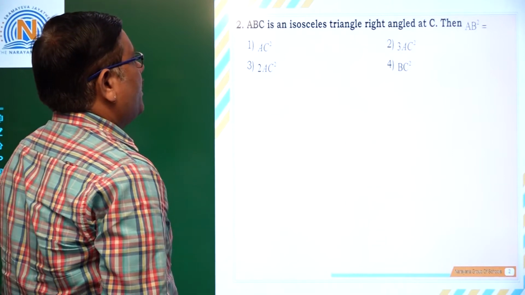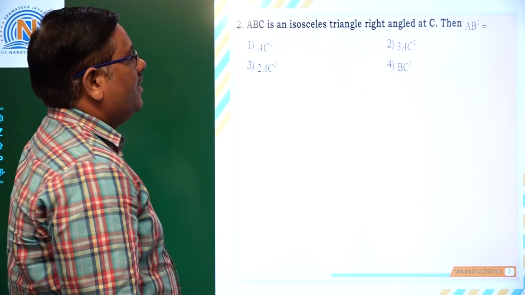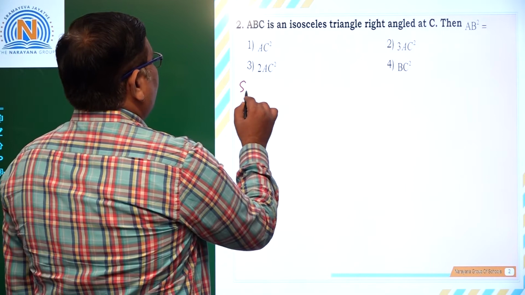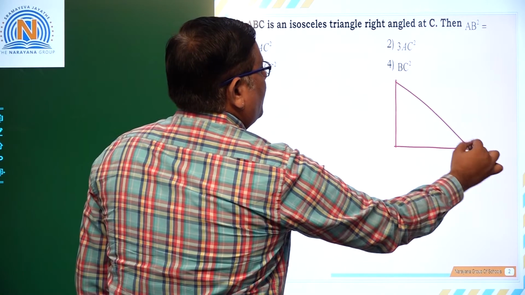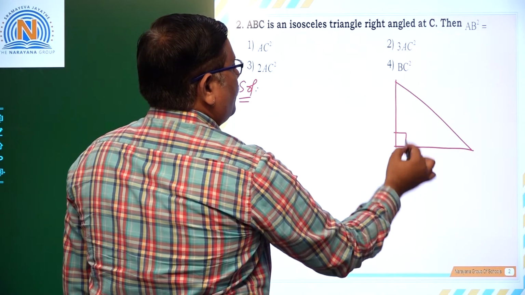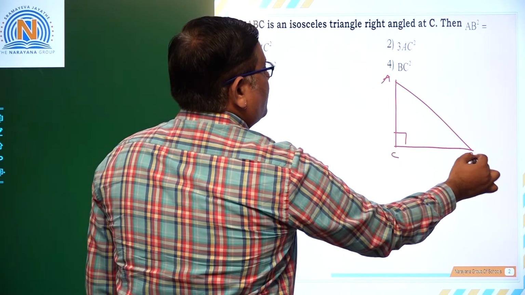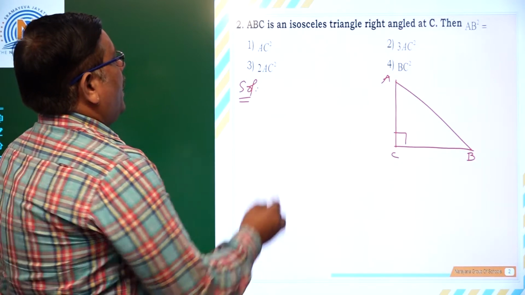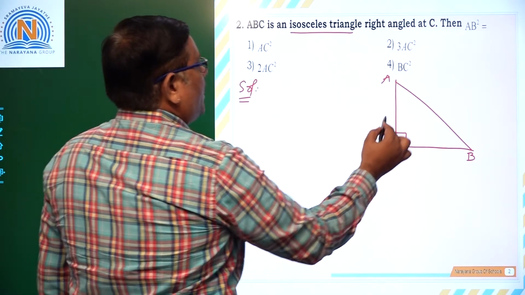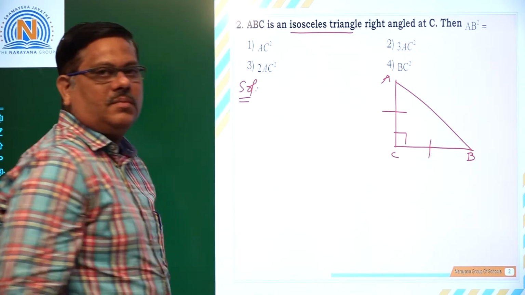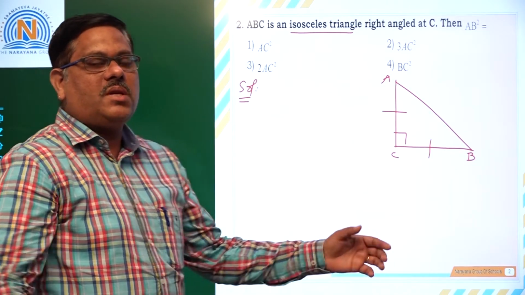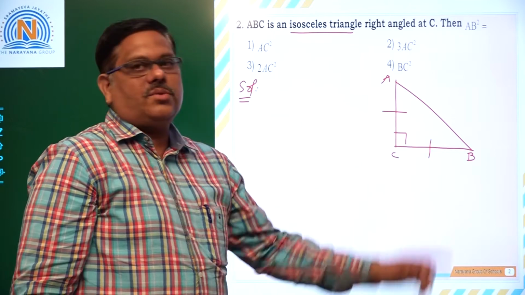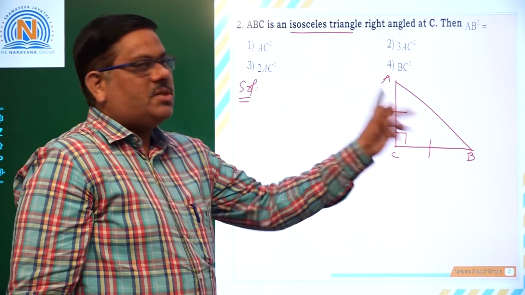ABC is an isosceles triangle, right angle at C. Then AB square is equal to. We are given that ABC is a right angle at C. So let us take this as A and this as B. Now, it is an isosceles triangle, so these two lengths will be the same. None of them can be equated to the hypotenuse because the hypotenuse length must be more than that of these two sides. So the only possibility is that these two are equal sides.